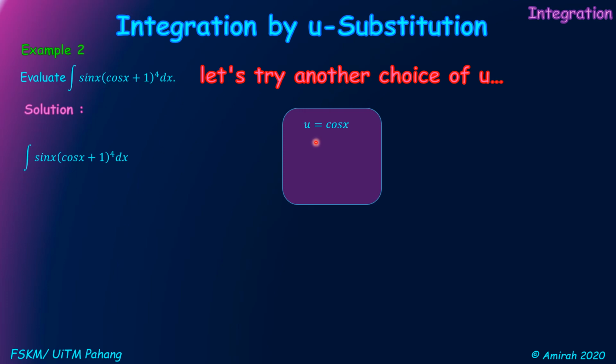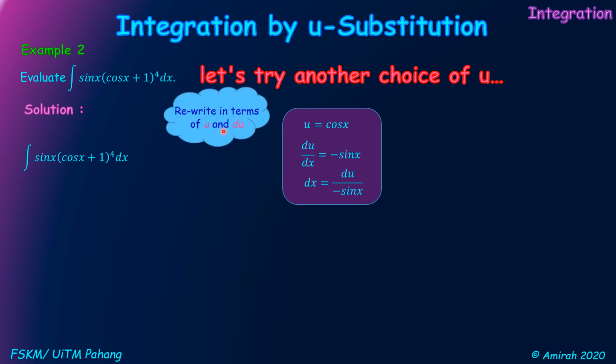After we choose u, we need to differentiate. So we find du over dx, which equals negative sin x when we differentiate cos x. After that, we need to write dx as the subject, so we have du over negative sin x. Every time we use u substitution, first we choose u, then we differentiate, and then we write dx as a subject. After that, we rewrite the given question in terms of u and du.